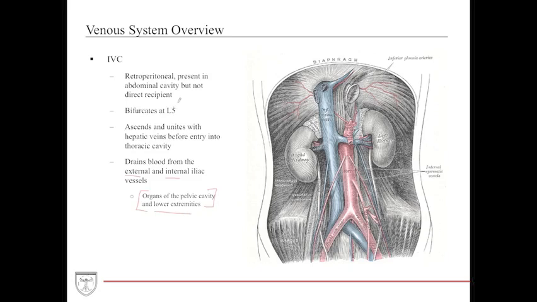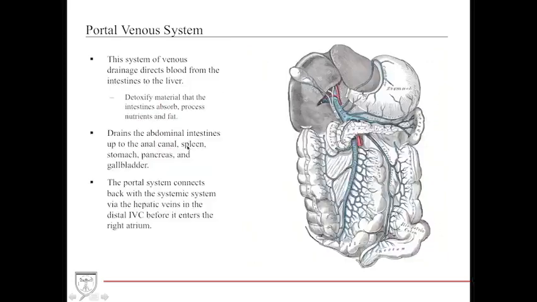The IVC forms at the L5 region, and the way I remember that is I always remember bifurcation with the aorta. So if the inferior vena cava is lesser, or inferior, it's going to be L5 rather than L4. The IVC will then ascend through the abdominal cavity, retroperitoneal, and actually unite with the hepatic veins right before they enter into the thoracic cavity.